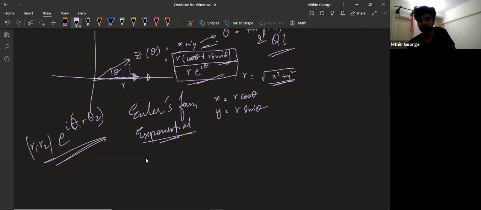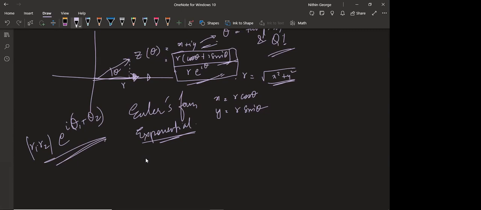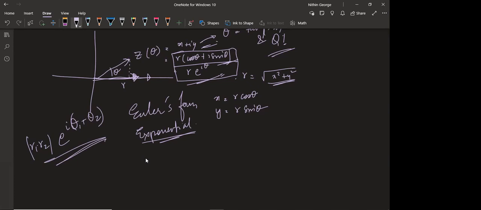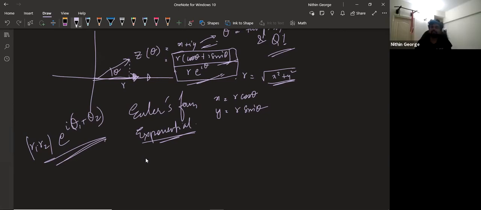The magnitudes multiply and the angles add up. Angles add up, exactly. When I divide two complex numbers, what happens? The magnitudes are divided and the angles are subtracted. Perfect. Okay, this is all I wanted you to understand here.